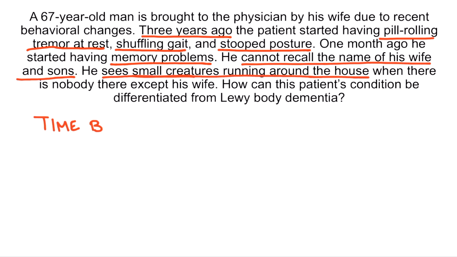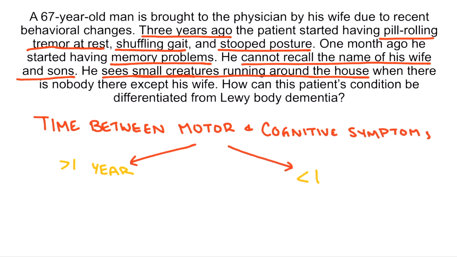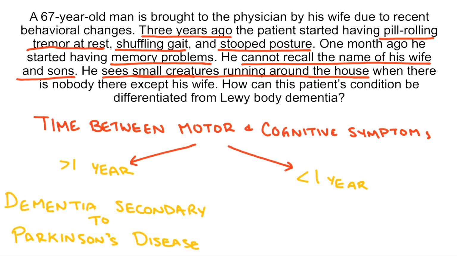Since the time between the motor and cognitive symptoms is more than 1 year, his cognitive decline will be called dementia secondary to Parkinson's disease. Lewy body dementia presents similarly, but the time between motor and cognitive symptoms is less than 1 year.